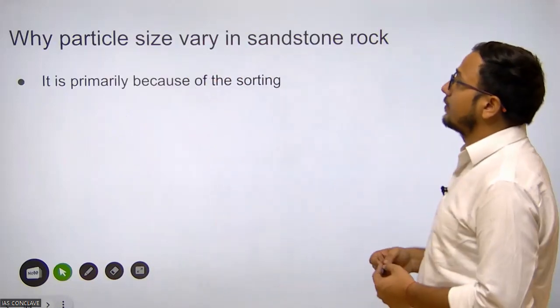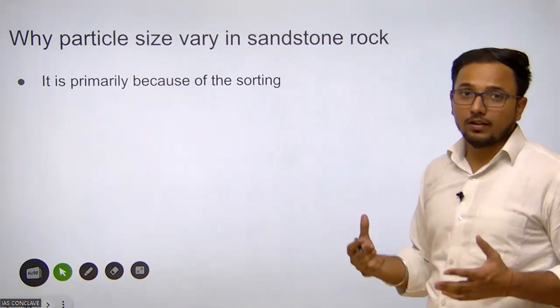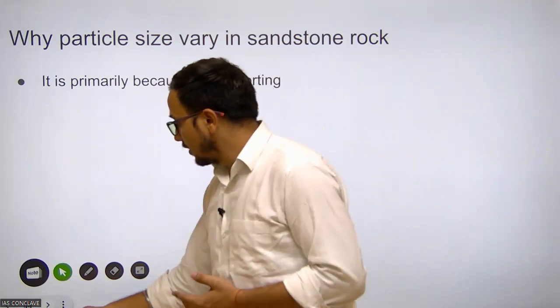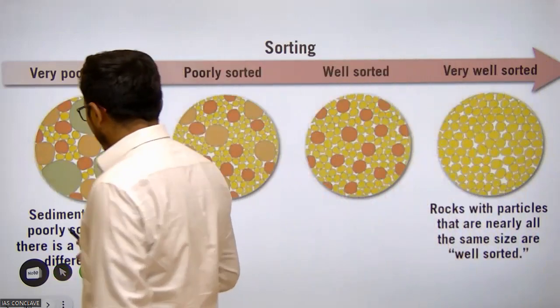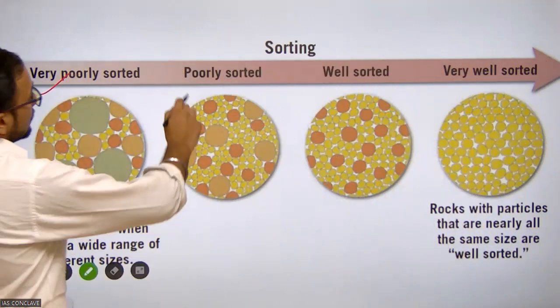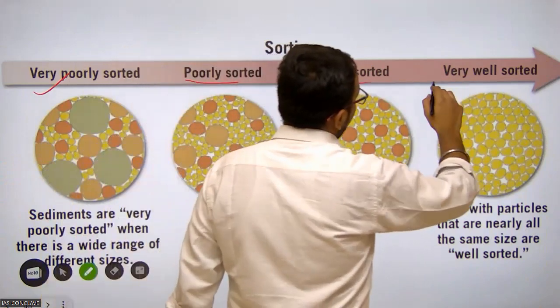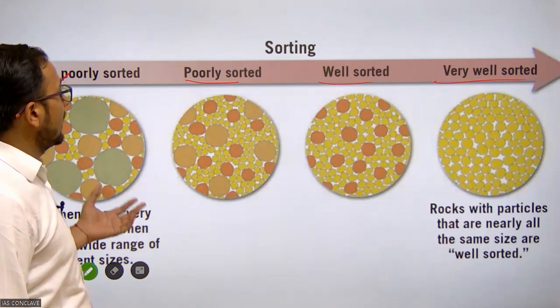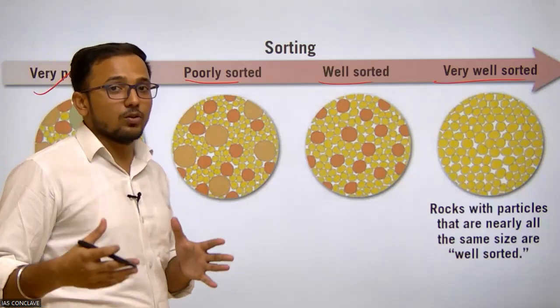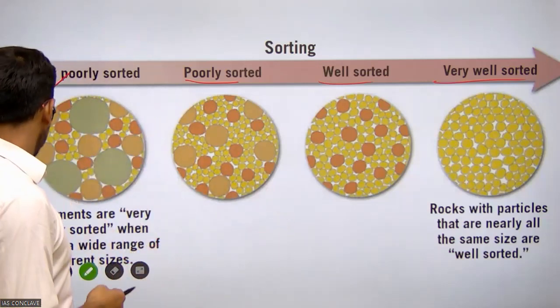And why does particle size vary in sandstone rocks? Because of the sorting. Then what is sorting? If you look at this, these are very poorly sorted rocks. This is poorly sorted, and well sorted and very well sorted. What does sorting tell us? Sorting tells us about the depositing current.